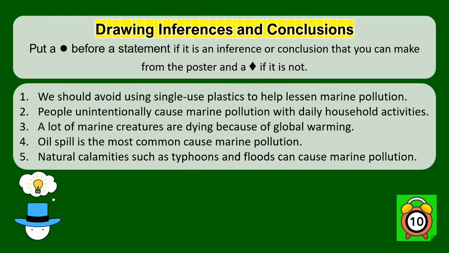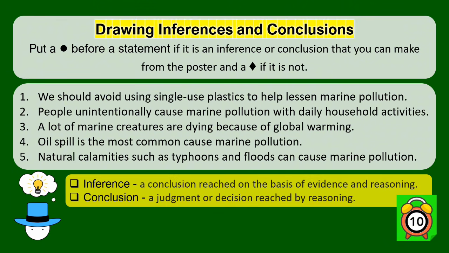Now let's see how far we have gone this week. Let's do this on your notebook. This is drawing inferences and conclusions. You are going to put a circle before a statement if it is an inference or conclusion that you can make from the poster, and a diamond if it is not. Now always remember, an inference is a conclusion reached on the basis of evidence and reasoning, and conclusion means a judgment or decision reached by reasoning.